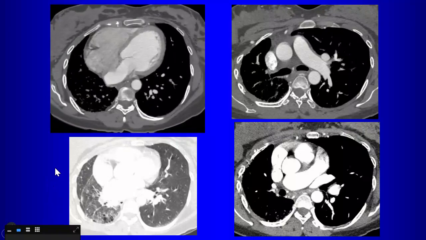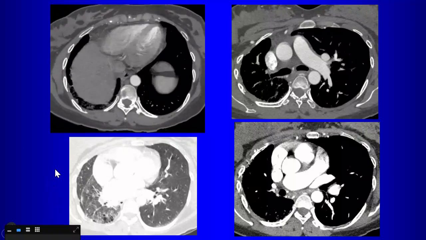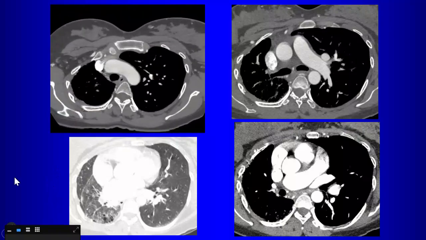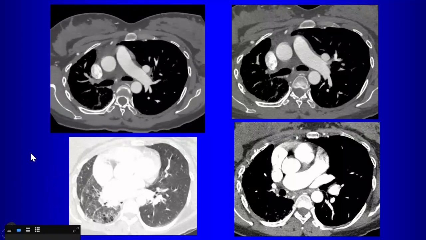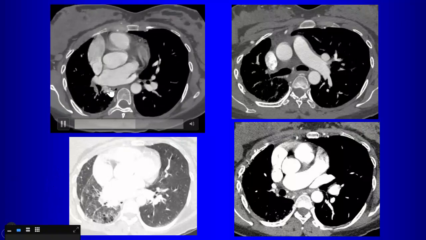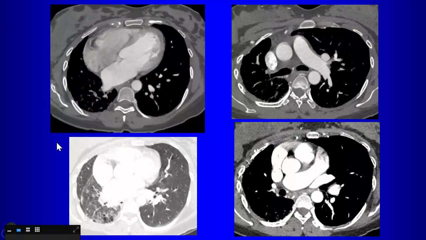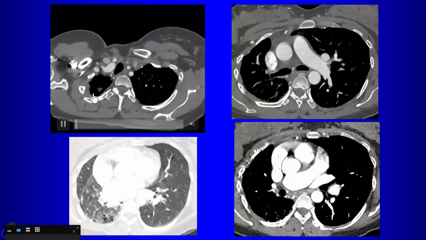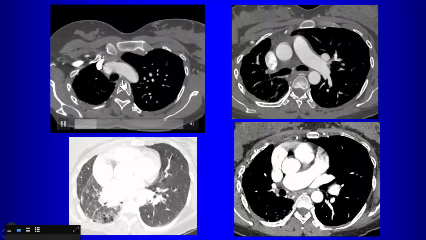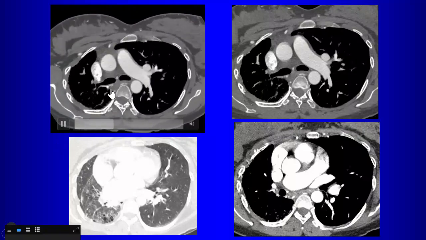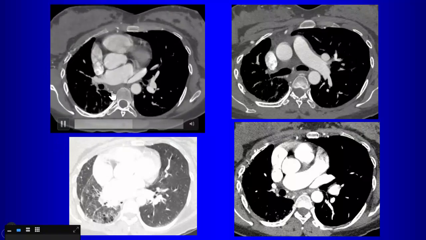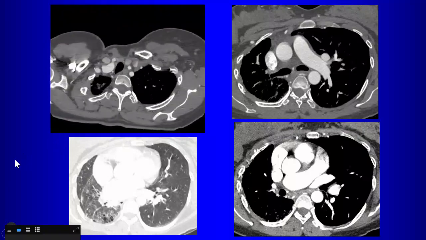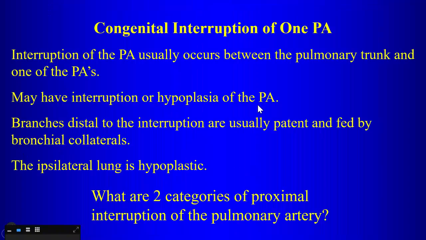And so how does the lung get blood supply if the pulmonary artery is missing proximally? What do you notice? There's a lot of collaterals. What are these collaterals? What are these guys? Bronchial arteries. Yeah, those are bronchial arteries. So they're enlarged bronchial arteries. There's also an aneurysm in one of them as we go through it. So you see that there are enlarged bronchial arteries here, and right over here, there seems to be an aneurysm in one of them. Right? So this is proximal interruption of the pulmonary artery.